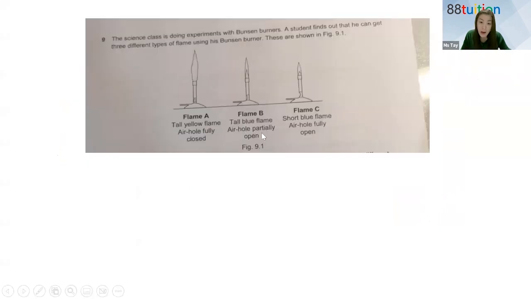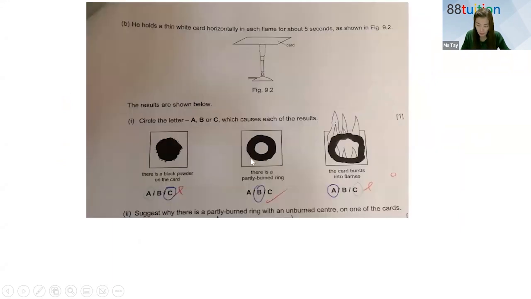The air hole is partially open. Partially open, this is like fully closed. So you have a yellow flame, okay? And then flame C, this is where the air hole is fully open, okay? And then this is for B, right? There's a partly burned ring, and then the center part is actually not burned.